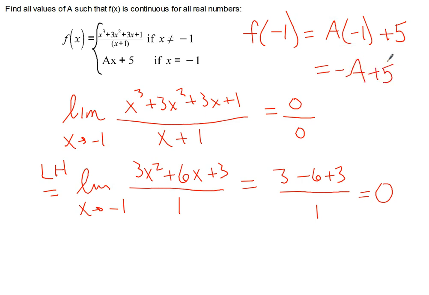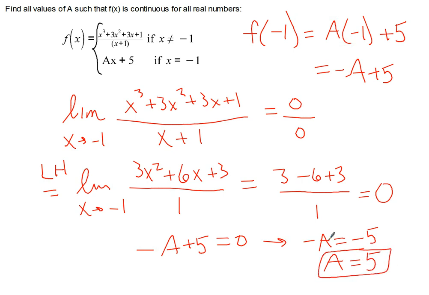And for the function to be continuous at negative 1, we just need to set the value of the function equal to the limit. So negative a plus 5 equals 0 indicates that negative a equals negative 5, or that a is equal to 5. So if this was 5x plus 5 when x was negative 1, we'd have a continuous function for all real numbers.